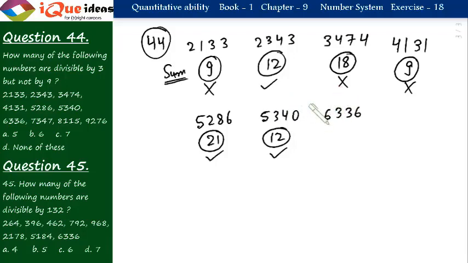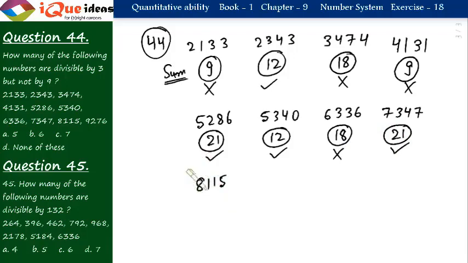Then we have 6336. If you add, you get 6 plus 3, 9 plus 3, 12 plus 6, 18. This is again divisible by both 3 and 9, so do not count it. Count only those numbers which are divisible by 3 but not by 9. 7347. Add them. 7 plus 3 is 10 plus 4, 14 plus 7, 21. Right? 21 is divisible by 3 but not by 9. So count it as your answer.